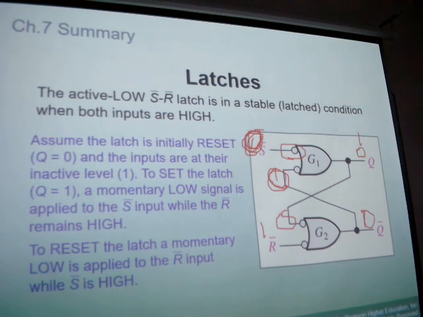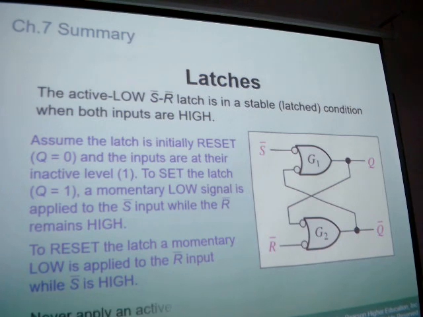To reset the latch, a momentary low is applied to the R bar input while S bar is high. So S bar and R bar cannot both be low at the same time. In each case, only one input is low. So this sentence means never rely on active set and reset at the same time. It is invalid.